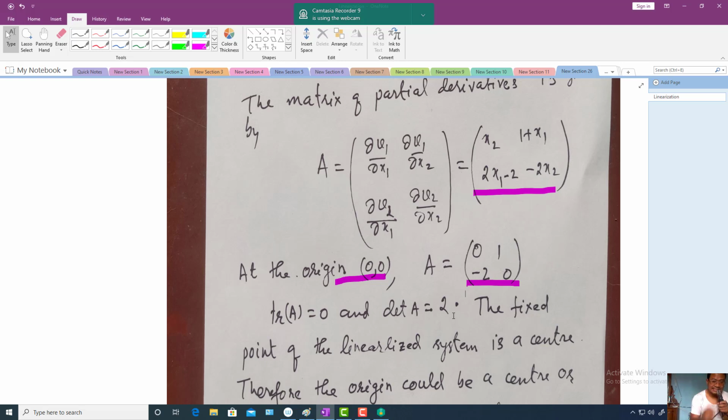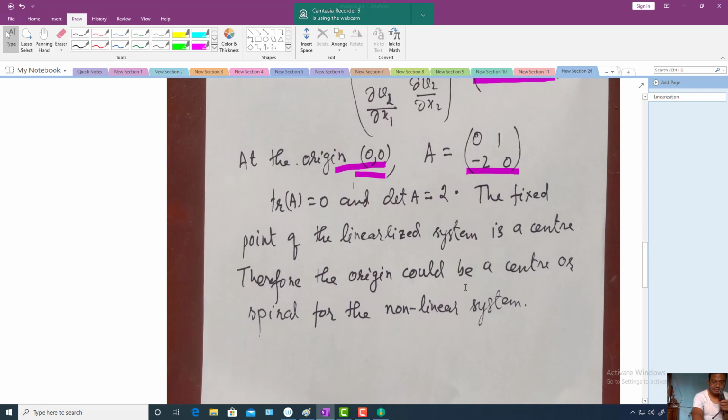So then the nature of the fixed point for this linear system: the origin (0, 0) is a fixed point, for the linear system and for the nonlinear system also. Its nature is a center, because the roots are pure imaginary and the real parts are 0. Therefore the fixed point is a stable center. In this case there are two possibilities. The fixed point of the linearized system, with trace 0 and determinant equal to 2, is a center.